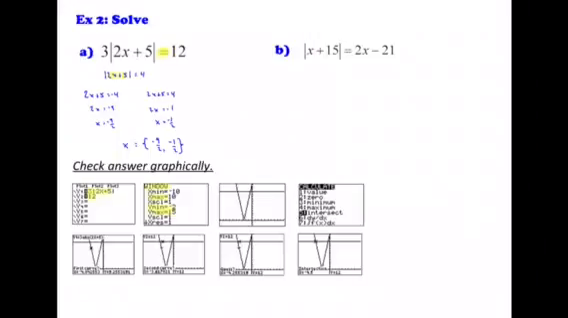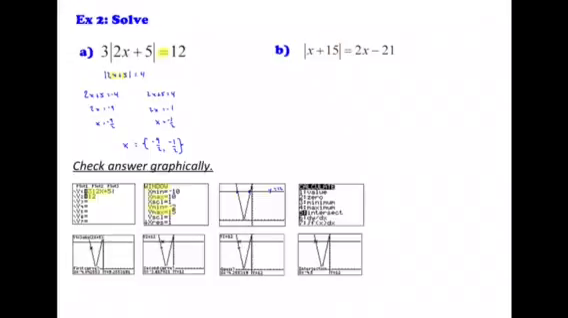And so once I graphed it, you can see that I have the absolute value one, but then I just have that horizontal line there at 12. So this line right here is y equals 12. And what we're looking for is the intersection. Where does it cross here and where does it cross here? Those are my solutions.